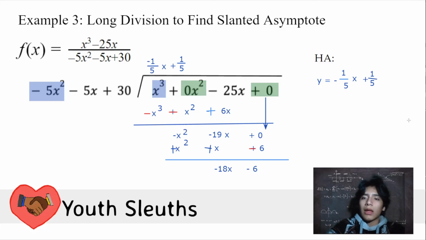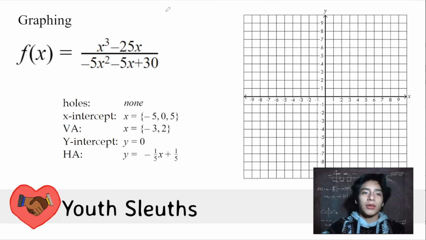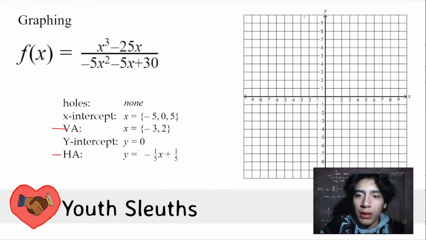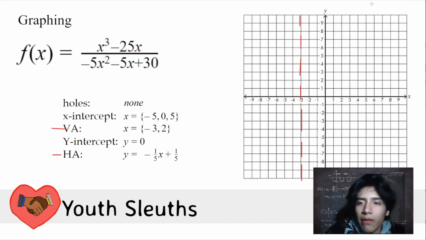And now we are going to use the characteristics from before and the slanted asymptote to graph this rational function. So the first thing we want to graph is our asymptotes. So our first vertical asymptote is at x equals -3. So we're going to make a dashed line on x equals -3. Next, we have a vertical asymptote at x equals 2. So we are going to draw a dashed line on x equals 2.